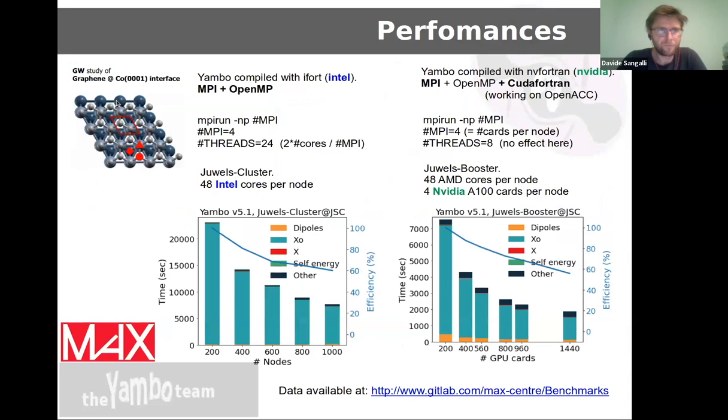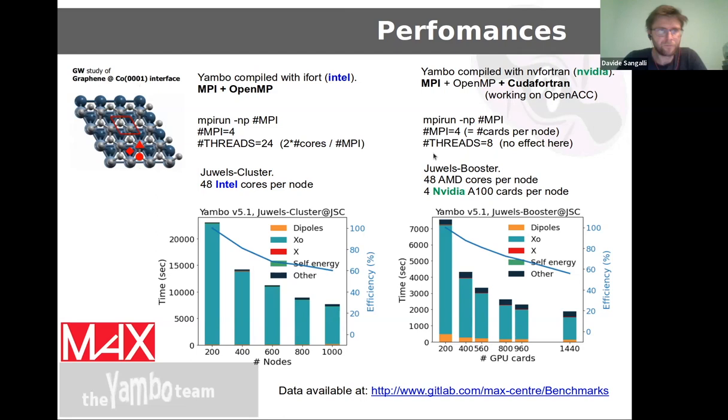So a few words on performance. This is the only slide I have, mostly because on the first day, Andrea Ferretti was already showing some performance of the Yambo code on HPC systems. Here I use this test case, which reports the last, or the most recent, scalability test we did with the Yambo code, computing quasi-particles. This GW is on a system made of a graphene layer on top of a cobalt interface.